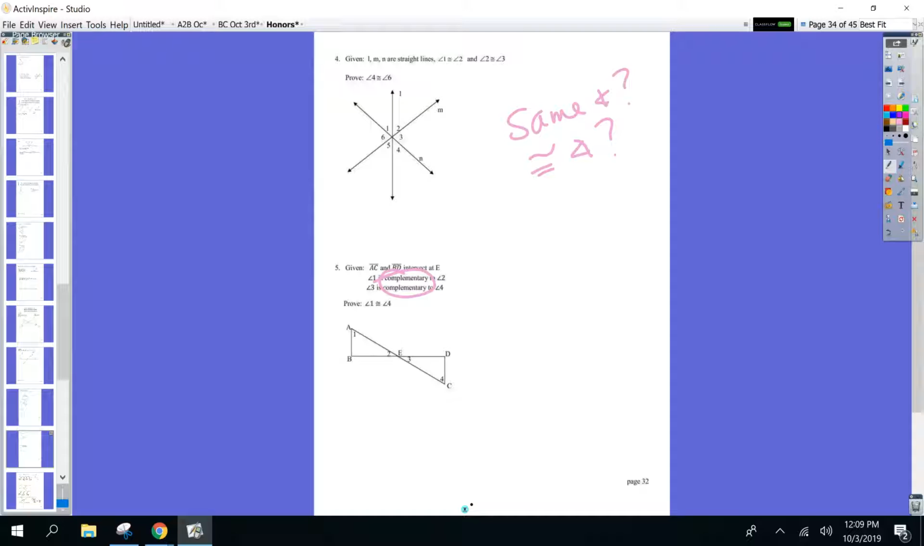All right, look at the proof statement. 1 and 4. Somebody tell me something about angle 1 in this proof. Angle 1 is what?